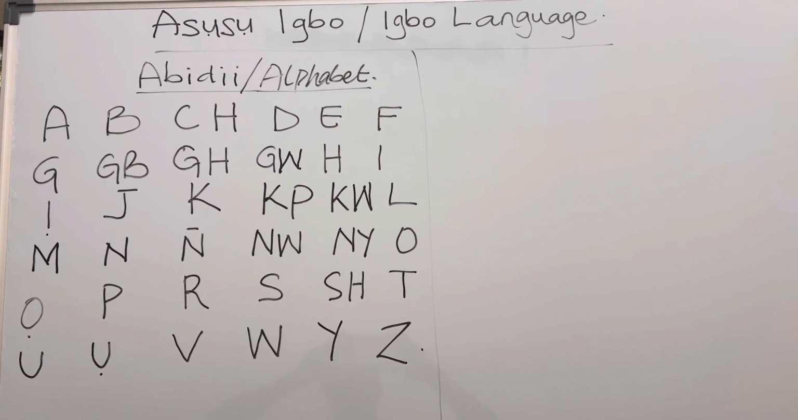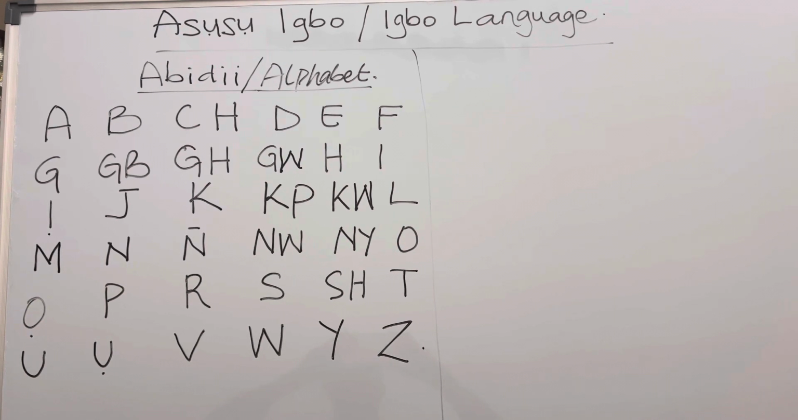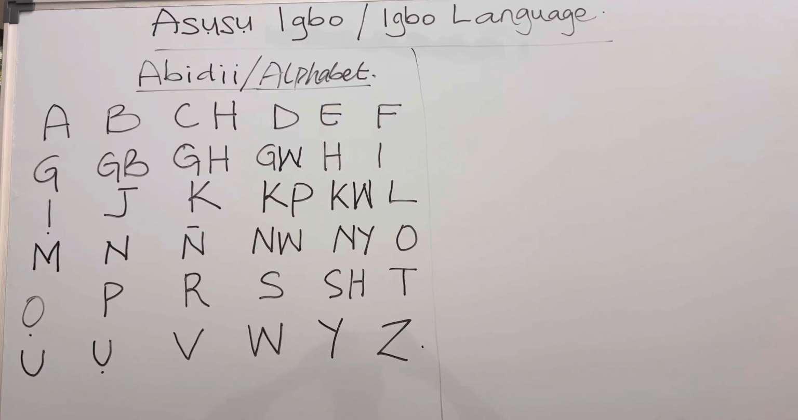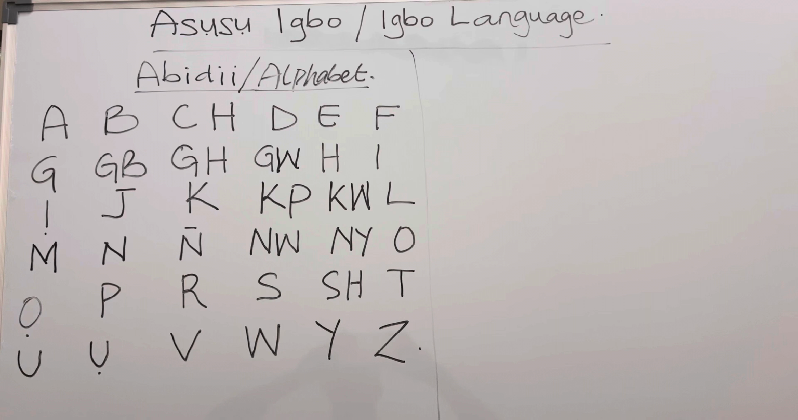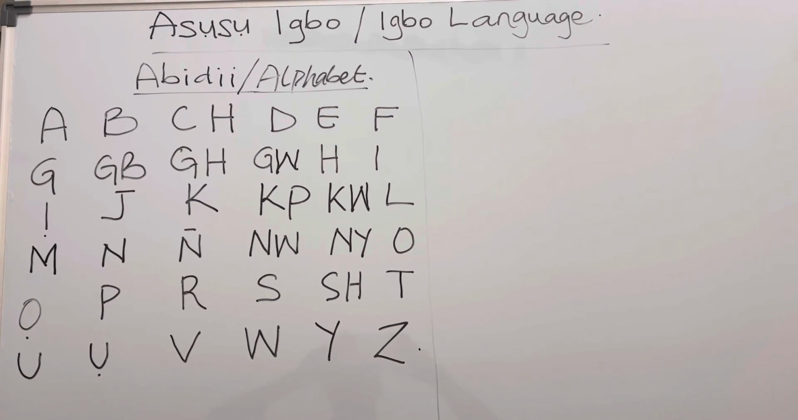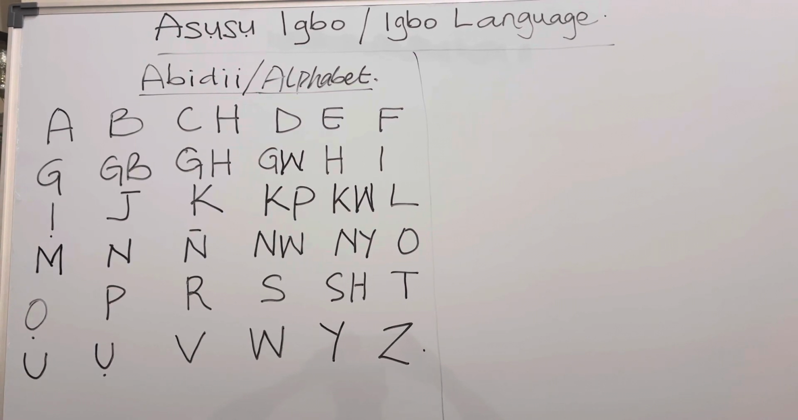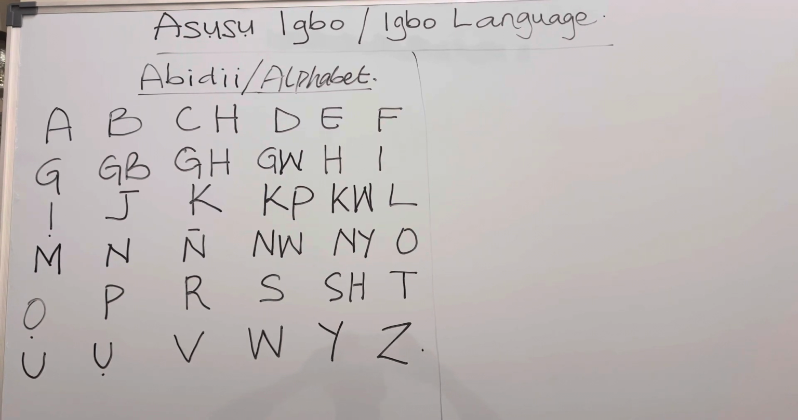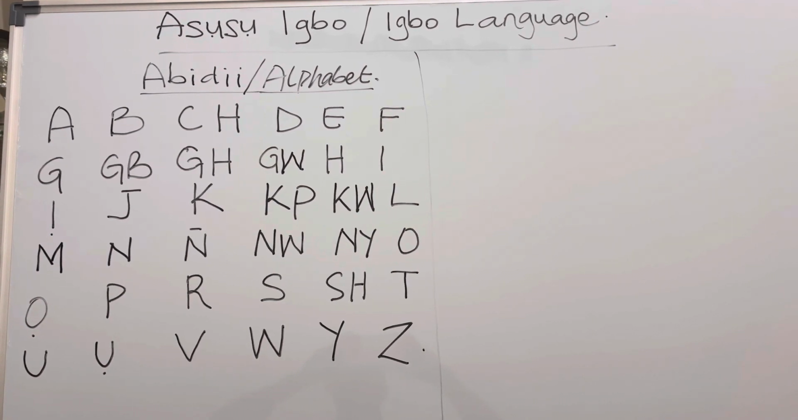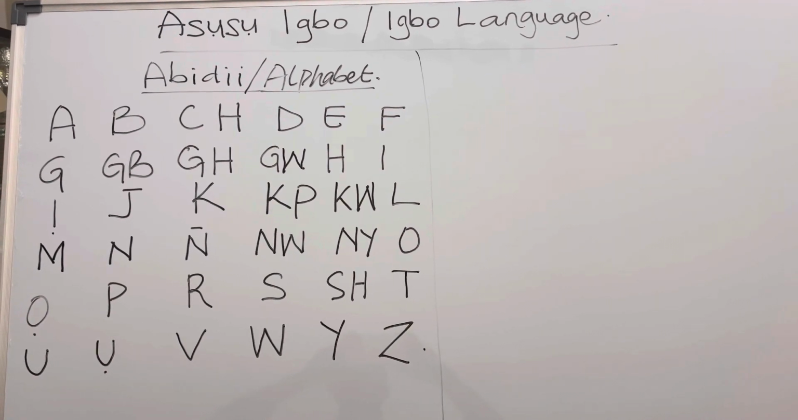Okay, this is the beginning of the lecture. This is the first lesson in learning the Igbo language. It has to start with the alphabet first, which in Igbo is regarded as Abidi. Asụsụ Igbo simply means Igbo language.